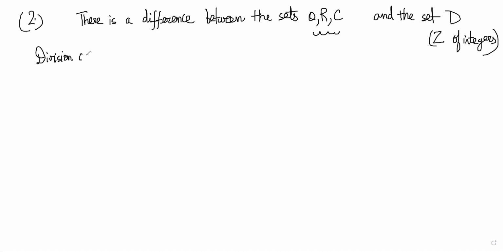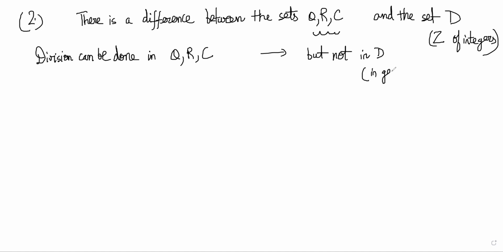Division can be done in Q, R, and C, but not in general in Z. Why? Because when you divide polynomials, even if they are integer coefficient polynomials, the division may not lead to an integer polynomial in general. We'll see some examples of this, but division can easily be done in the other three: rational numbers, real numbers, and complex number sets. The division can easily be done because these three are similar.